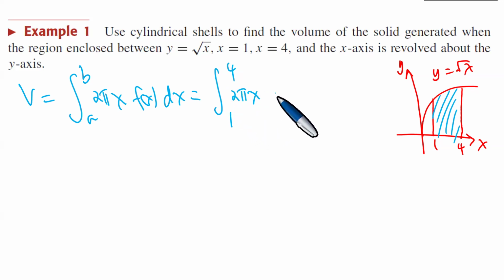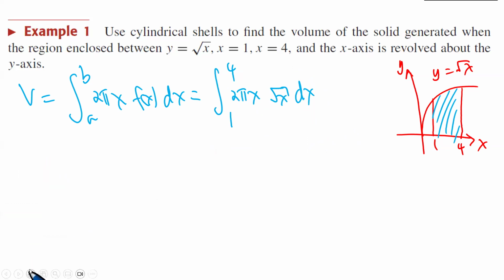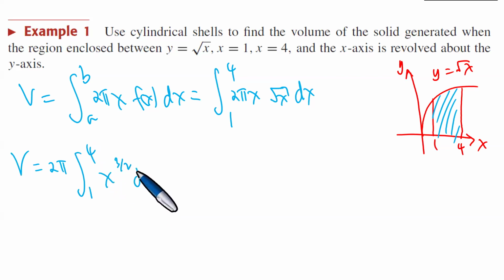Okay. What is f of x? This is the square root of x dx. Right, so now this is the volume, which is 2 pi, integral from 1 to 4, then you have x to the power 3 over 2 dx.